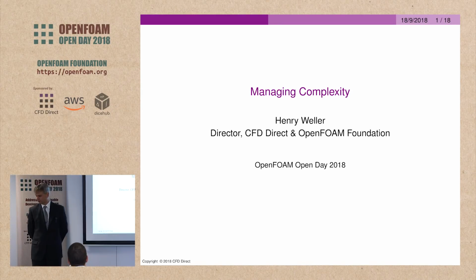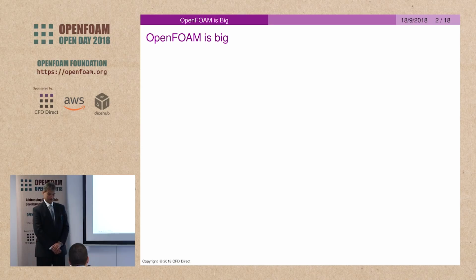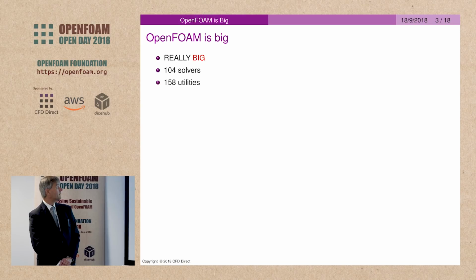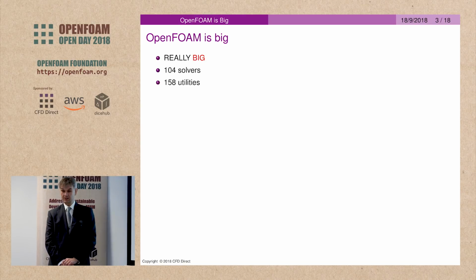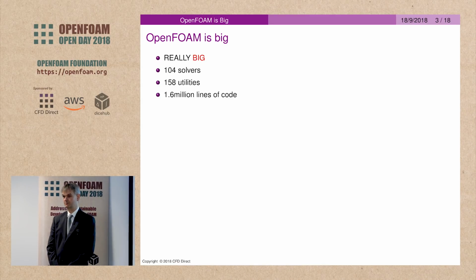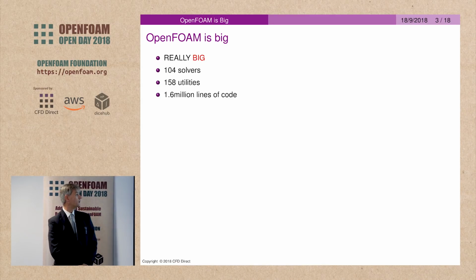Managing complexity. Why is that a good thing to talk about right now? Well, OpenFOAM is big. It's really big. It now has 104 solvers, 158 utilities, and just about 1.6 million lines of code.